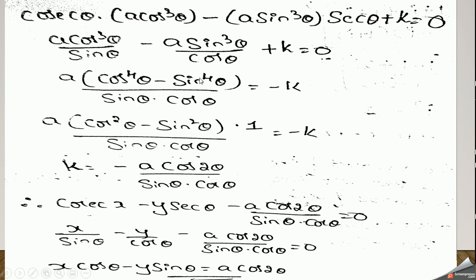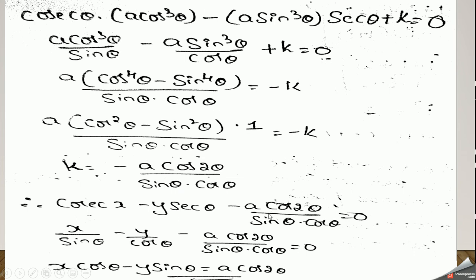This is of the form a square minus b square, which can be written as a minus b into a plus b. Sin square plus cos square is 1. So I have here cos square theta minus sin square theta by sin theta into cos theta. So k value is minus a. This is nothing but the formula cos 2 theta by sin theta into cos theta.